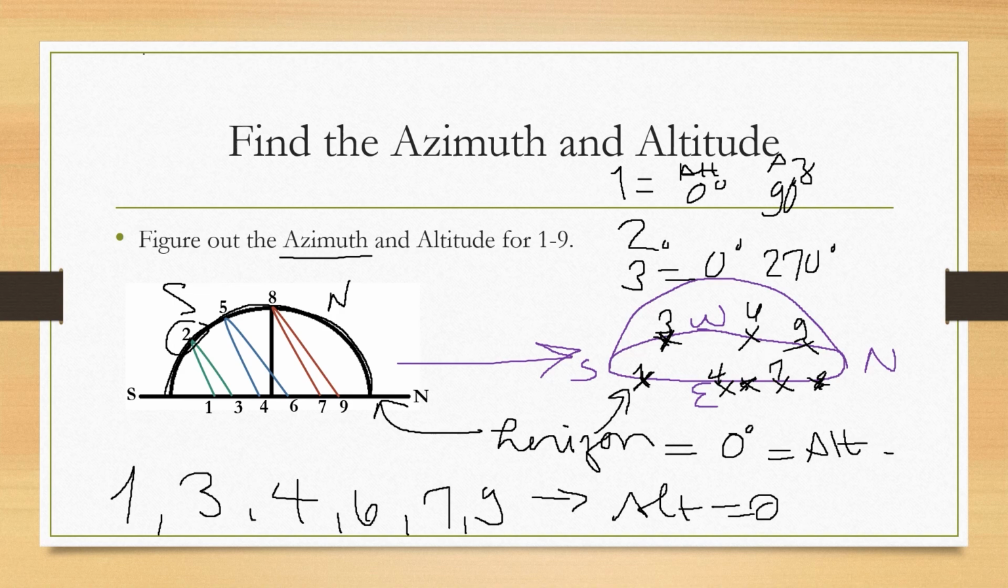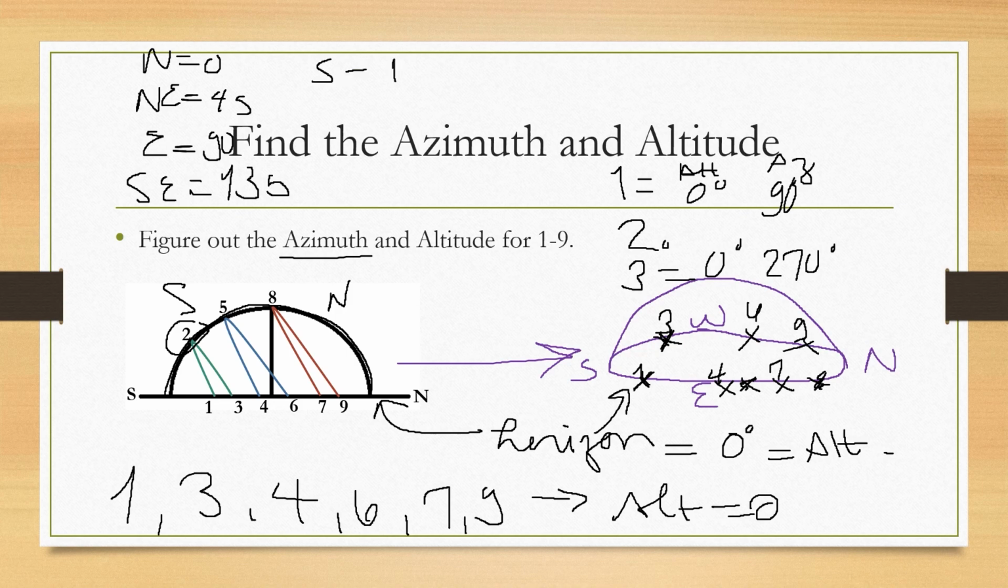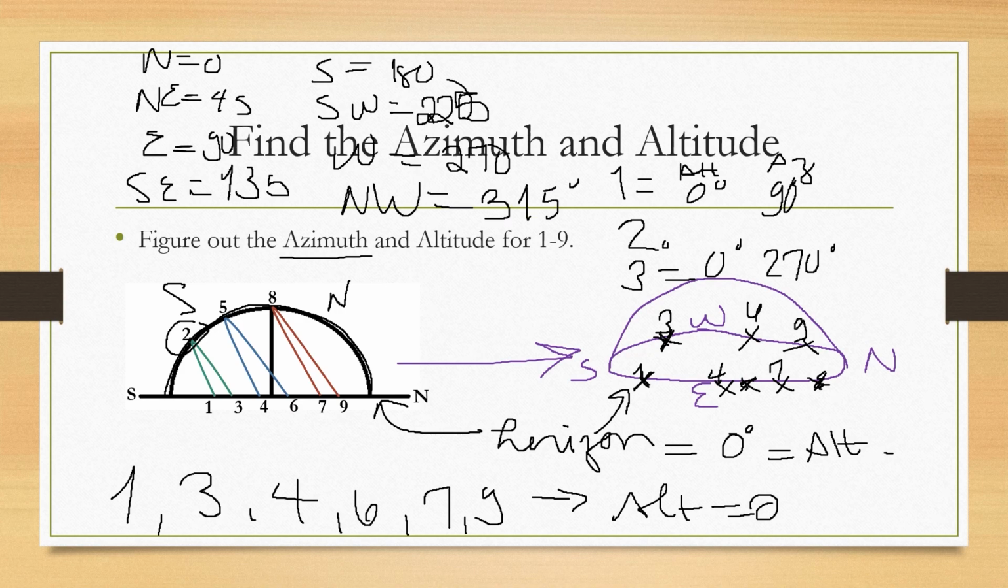So remember, north is 0, northeast 45, east 90, southeast 135, south 180, southwest 225, west 270, and northwest becomes 315. Then we go back to north is 0. To go back to number 1, if it's down here, this is southeast. Southeast is 135, so our azimuth is 135. Southwest, 225, so our azimuth is 225.